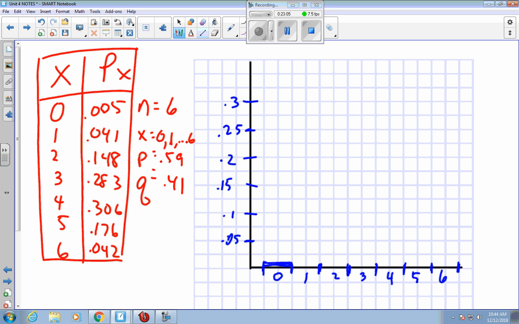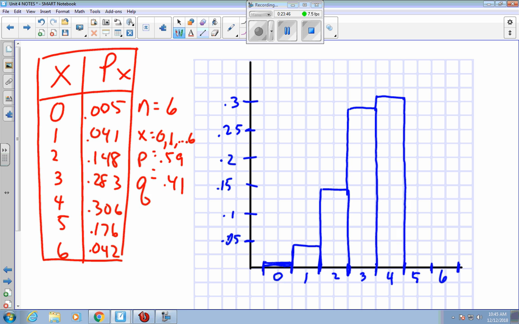And then you have 0.041 for 1. And 2, you have 0.148. 3 is 0.283. 4 is 0.306. 5 is 0.176. 6 is 0.042. Okay, so it looks something like that.